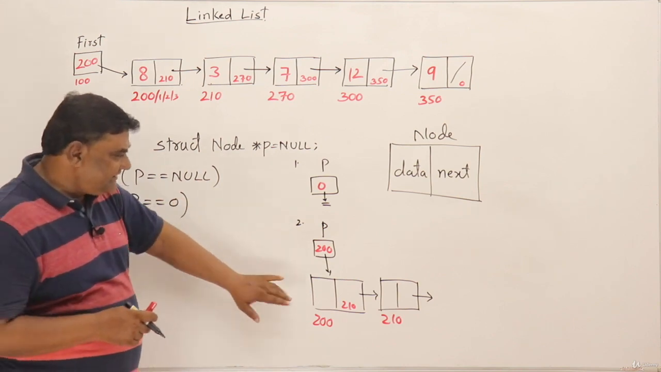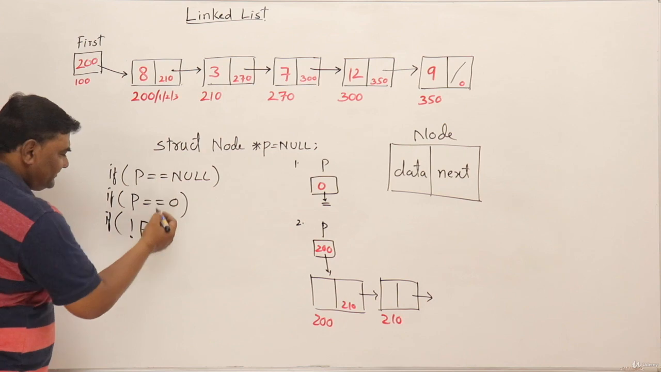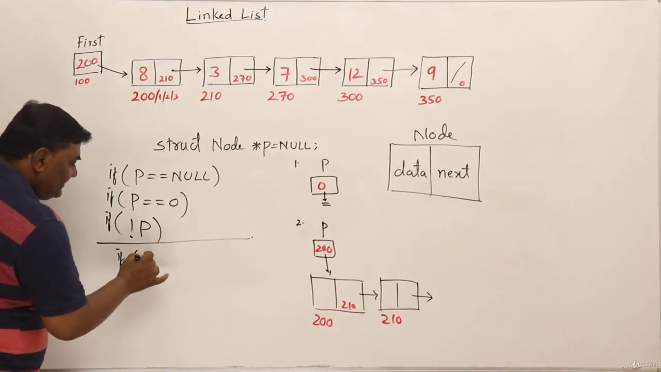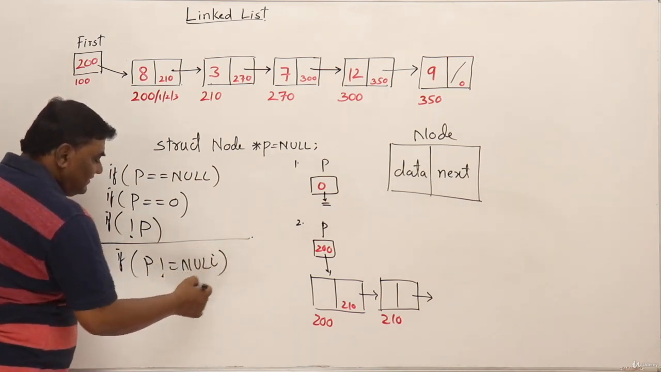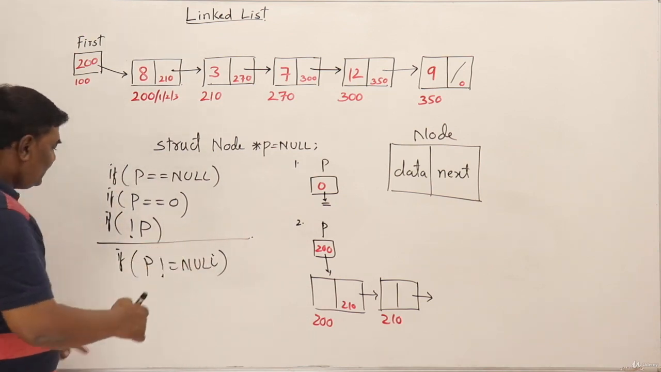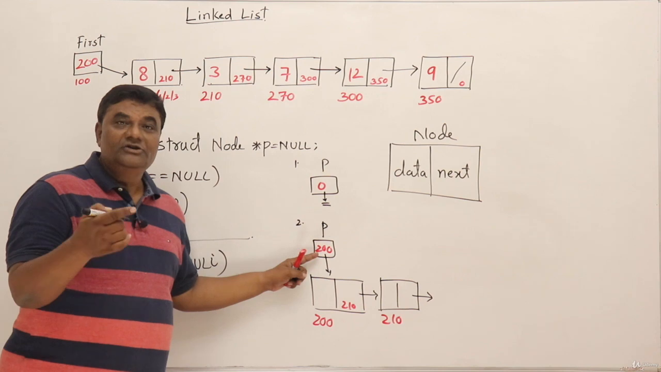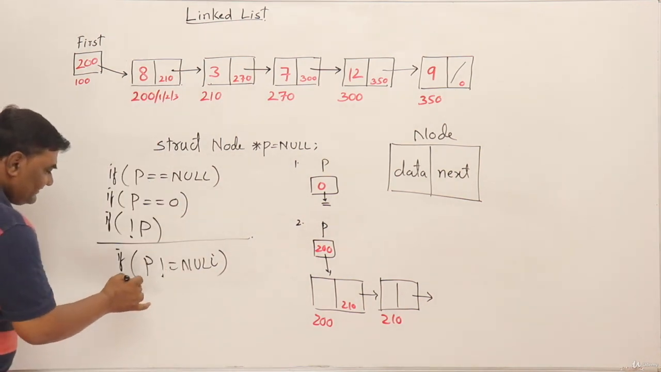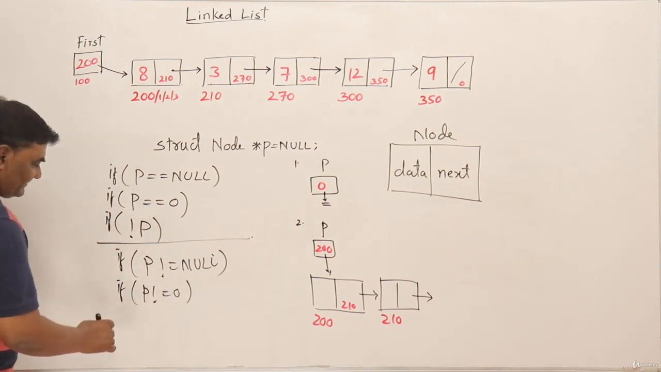Now how to check the opposite? I have to just write the inverse of these conditions. So I can say if P is not equal to null. Here P is null, but here not equal to null. Yes, this will be true. So this condition will be true if pointer P is pointing on some node of a linked list. Then another way of writing this one is P is not equal to 0. So just the inverse of this condition.